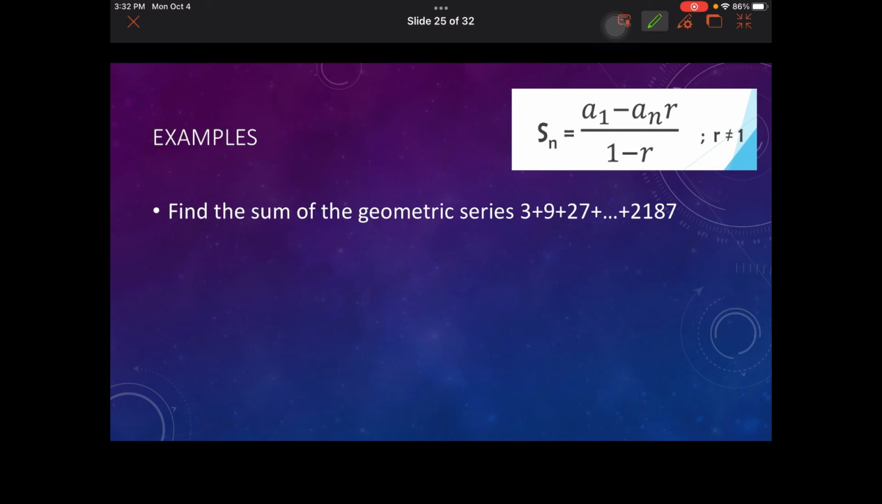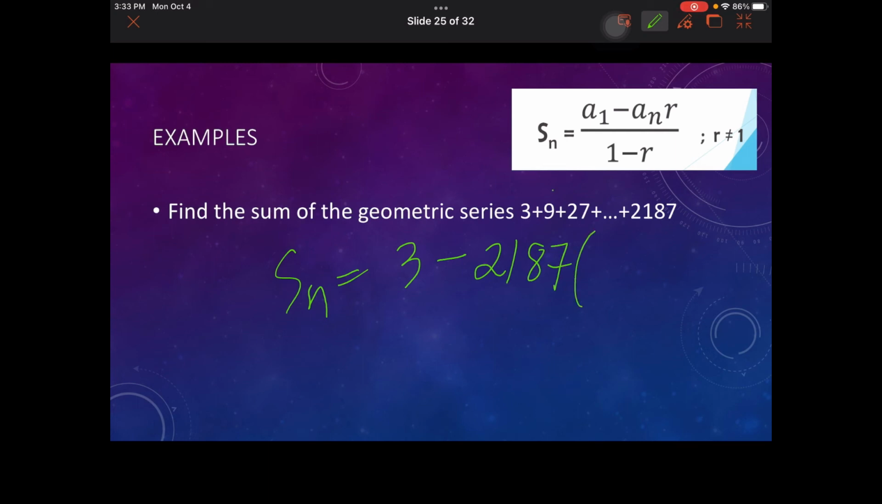Pinause mo ba? Hindi? Okay lang naman kung hindi mo siya pinause. So, sige, mag-solve na tayo together. Okay? Alright. So, S of n is equal to, first term po tayo ay 3 minus, last term natin ay 2,187. And we're going to multiply that by r.